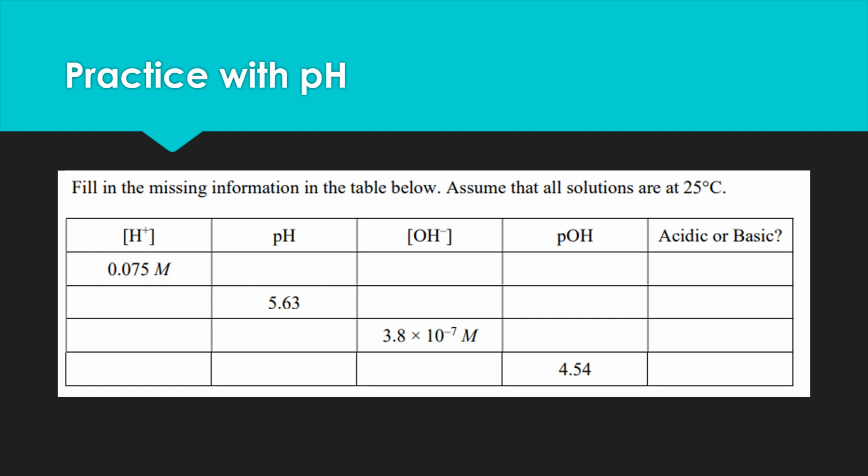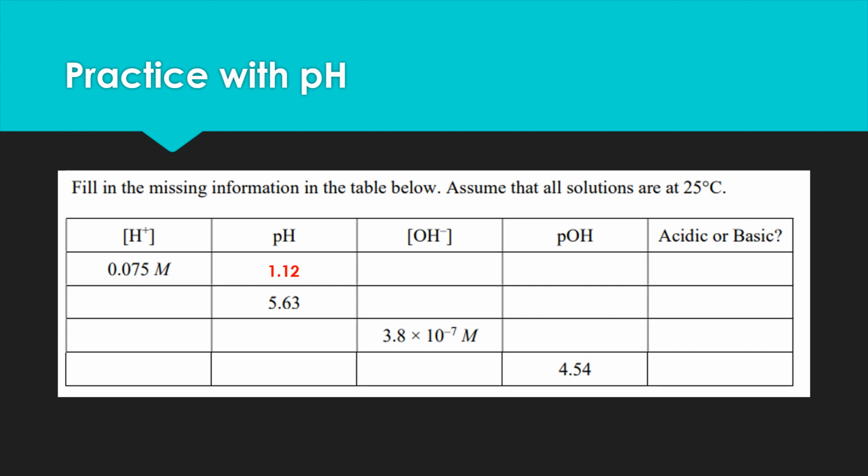So I've got a hydrogen ion concentration. The first thing I want to look for is my pH. That P is going to scream at you. That's right, negative log. So we're going to do negative log of 0.075 and we get 1.12. This is also a good opportunity to follow along with your calculator and check your work.